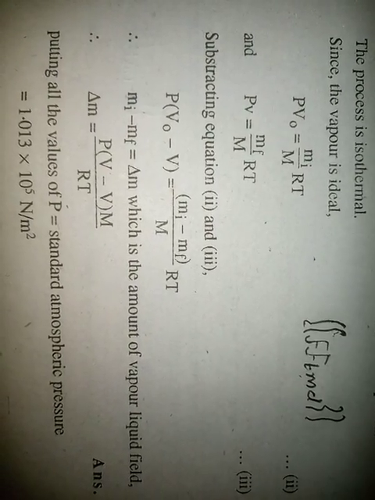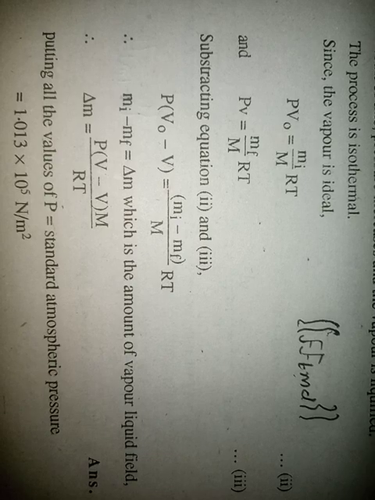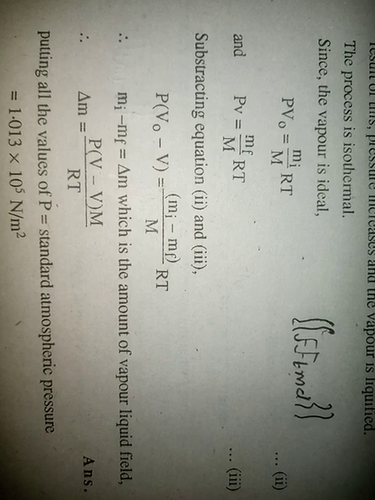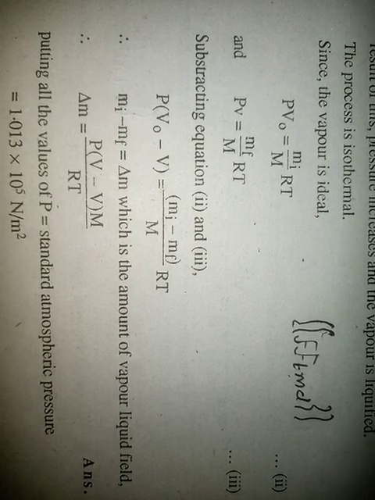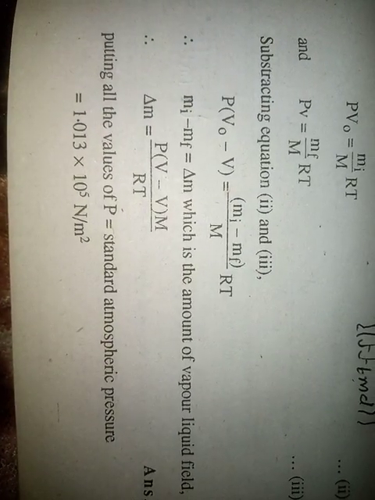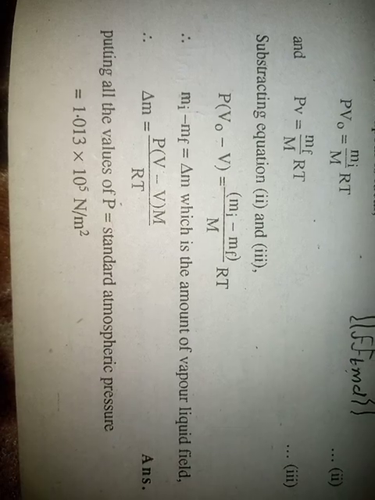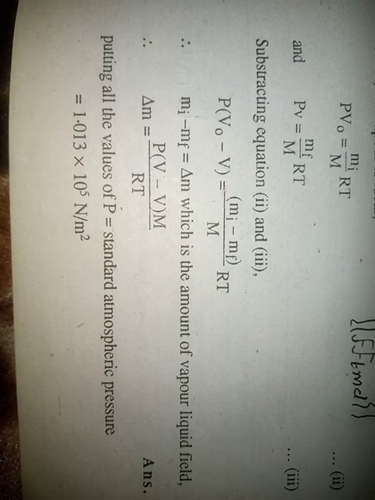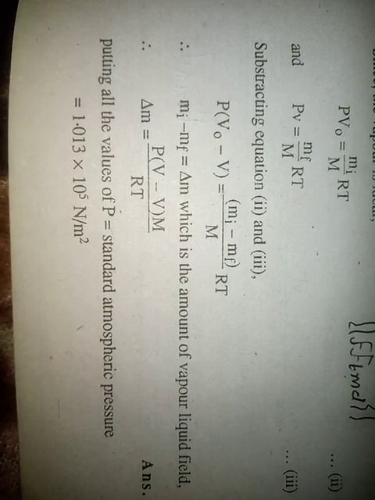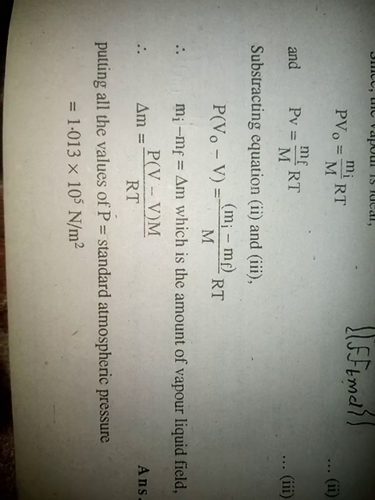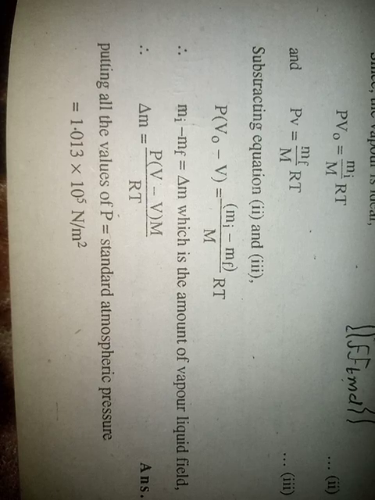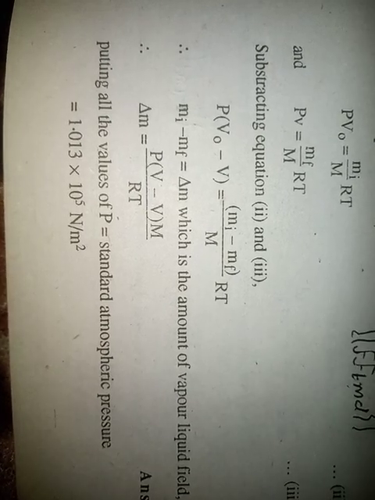Subtracting equation 3 from 2, P into (V0 minus V) equals (Mi minus Mf) by M into R into T. Hence Mi minus Mf equals delta M, which is the amount of vapor liquefied. Hence delta M equals P into (V0 minus V) into M by RT.